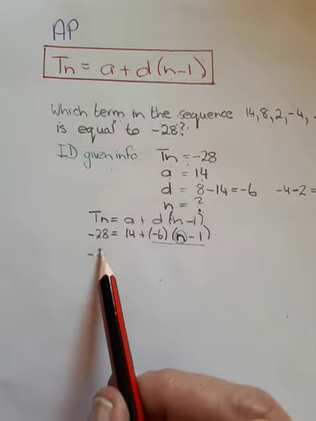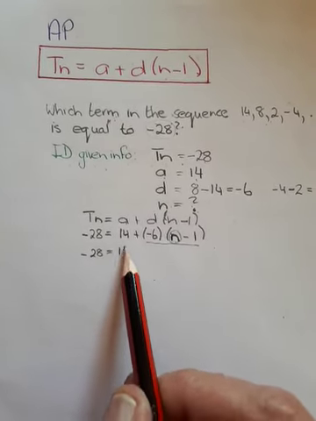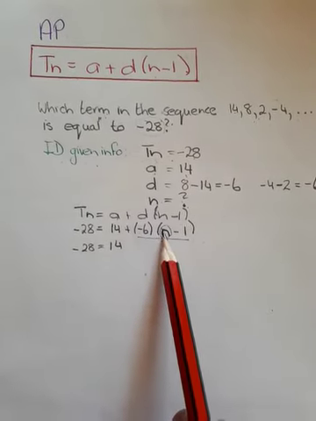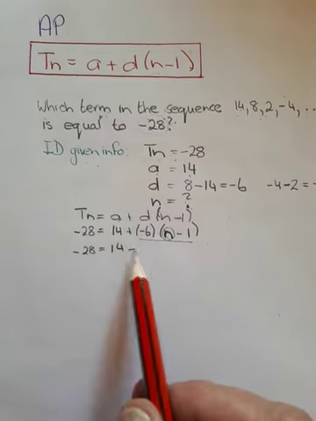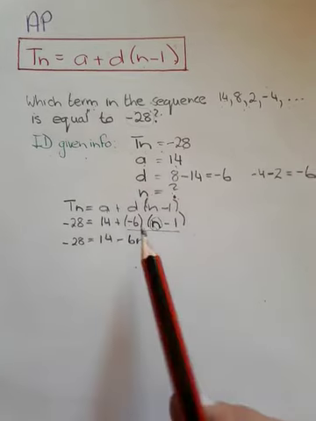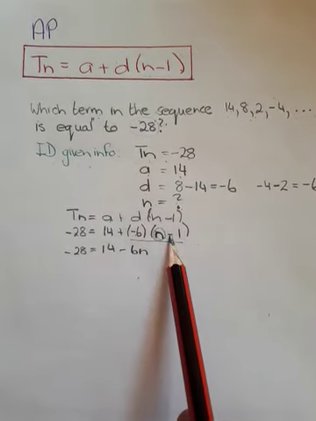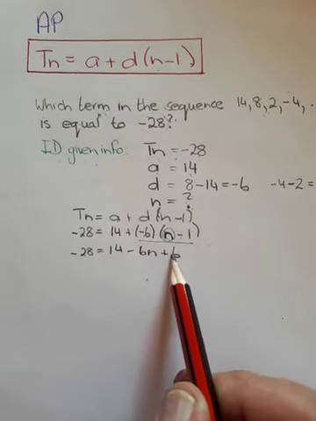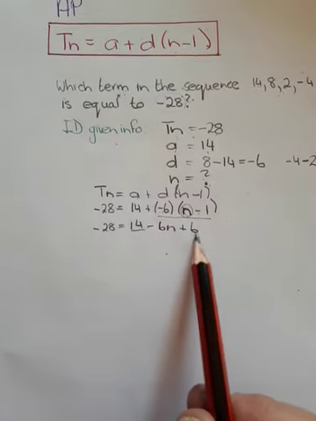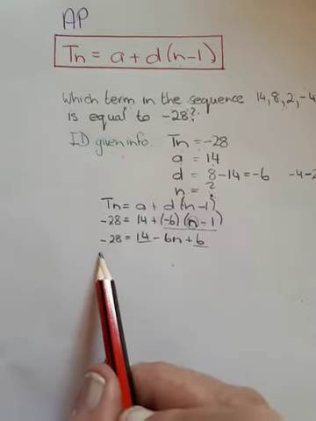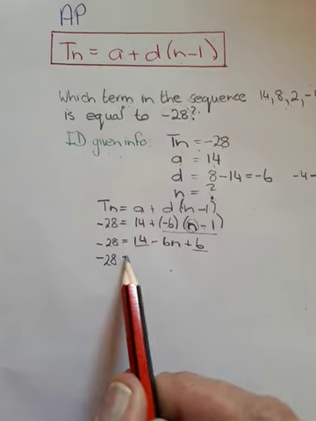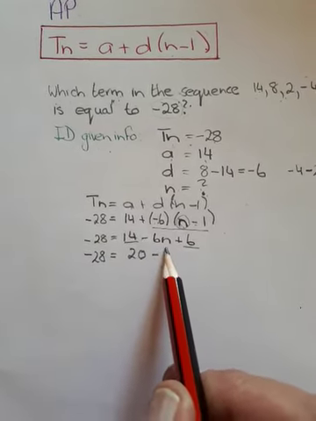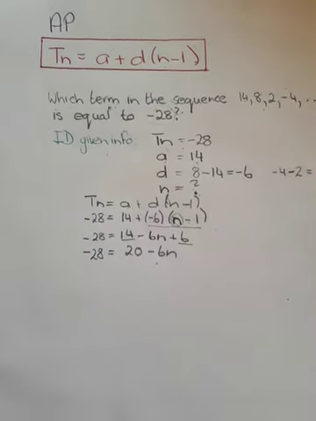First we must calculate the bracket, and now be careful. It is negative 6 times n, which becomes negative 6n. Then negative 6 times negative 1 becomes positive 6. Now we can collect like terms. On the left we have negative 28, and on the right, 14 plus 6 is 20, minus 6n.